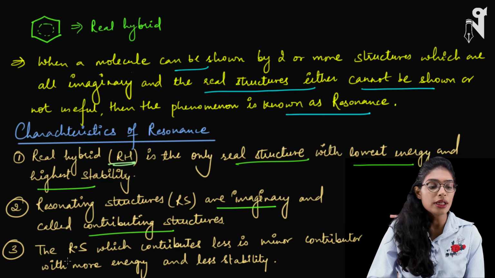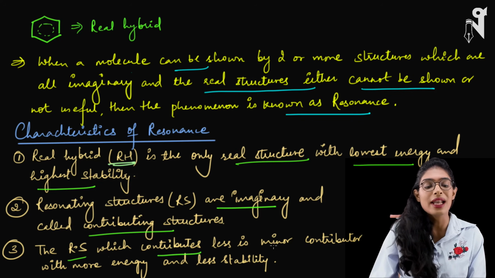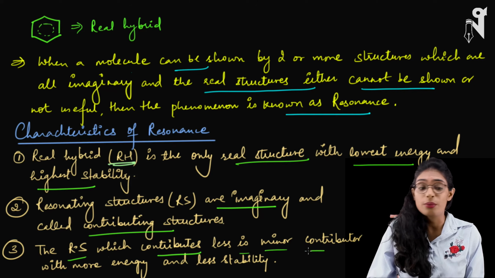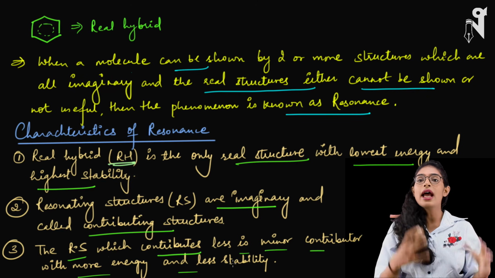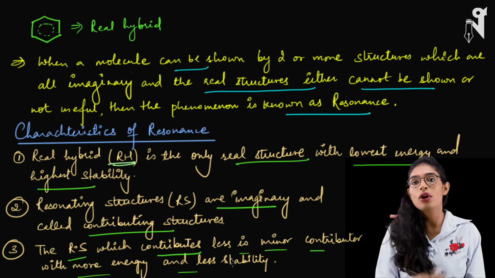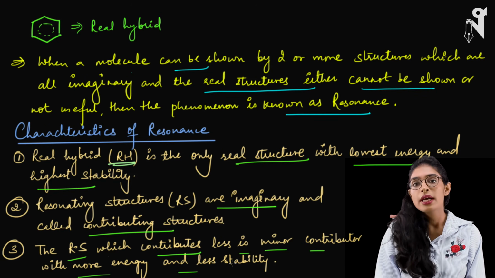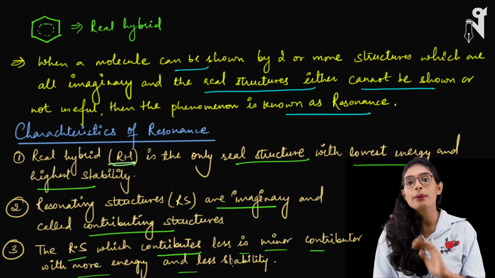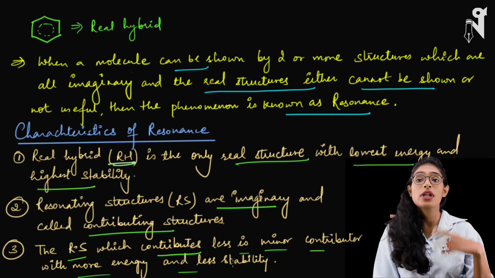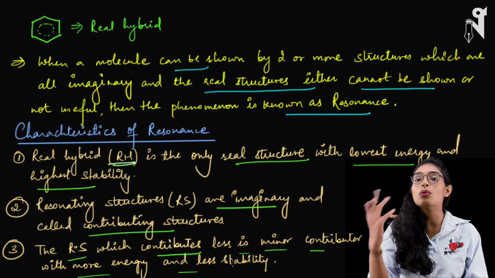Next is resonating structures. RS means nothing else but resonating structures, which contribute less, is a minor contributor, with more energy and less stability. As I mentioned, we can have different types of structures for a particular molecule. Two or more than two structures can be formed, and as I mentioned, all of them are imaginary, but not all of them have the same energy. Some forms which will have more energy will be less stable. Some forms which will have less energy will be more stable.